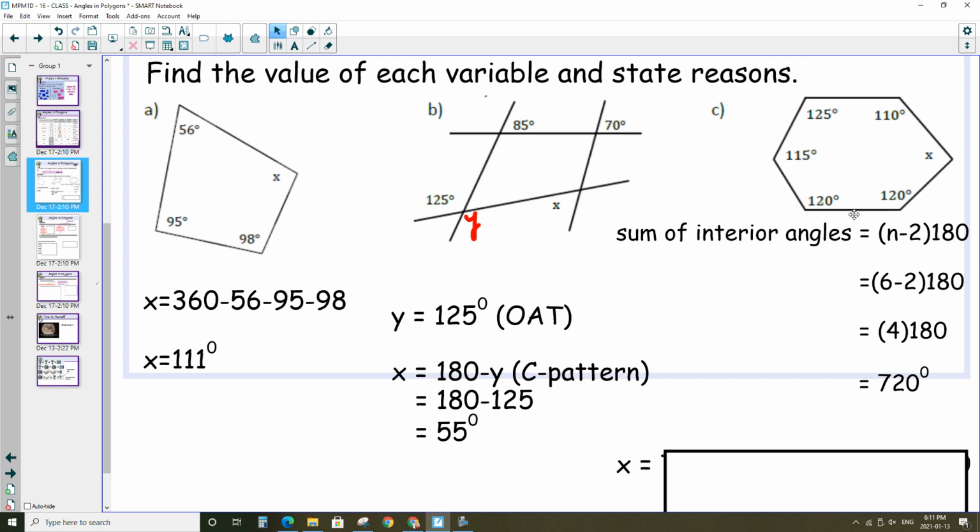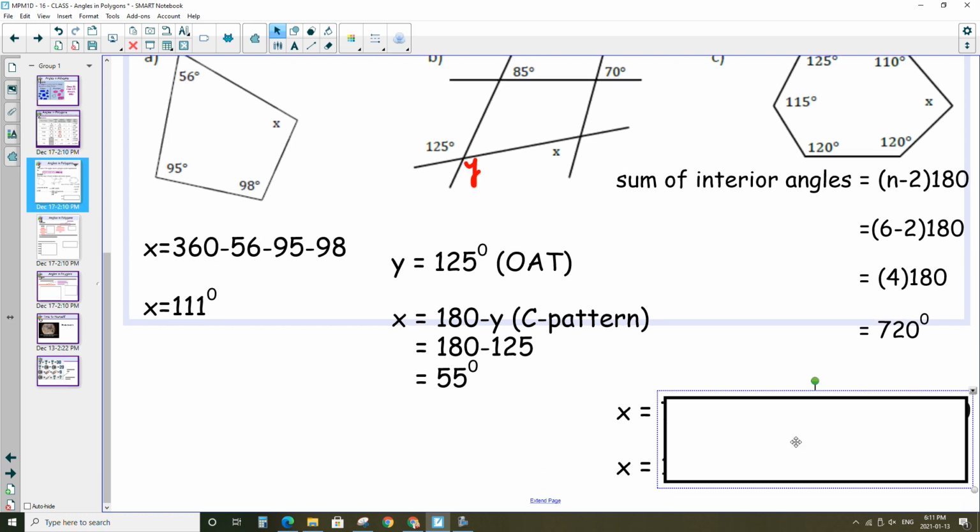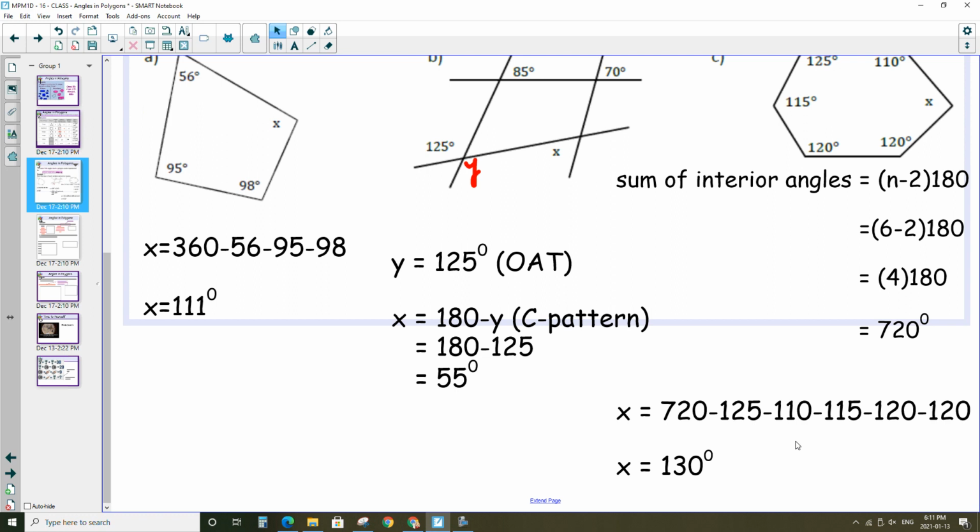So together they have to add up to 720, and if I subtract the ones that are given, I will be left with the x, which is the last angle. Okay, so I did 720 minus all the given sides or angles, so x is equal to 130 degrees.